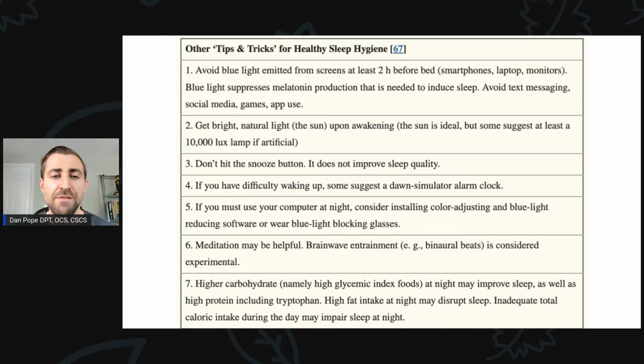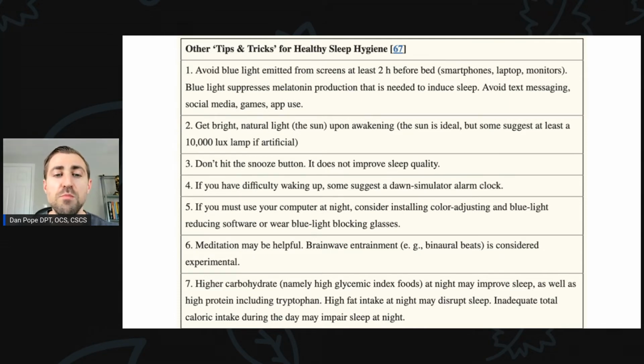Number 4, if you have difficulty waking up, some suggest a dawn simulator alarm clock, right? And I actually have never used one of these before, but the idea is that as you're approaching your wake up time, the alarm clock will slowly wake you up. Okay. And this could be in the form of noise or vibration, or the lights turning on slowly over the course of time. So basically, we're trying to avoid a sharp, aggressive wake. So it's basically slowly waking you up out of that last sleep stage as opposed to hitting you with a hammer and just screaming at you, right?